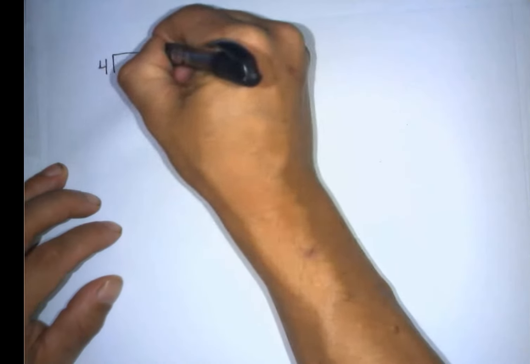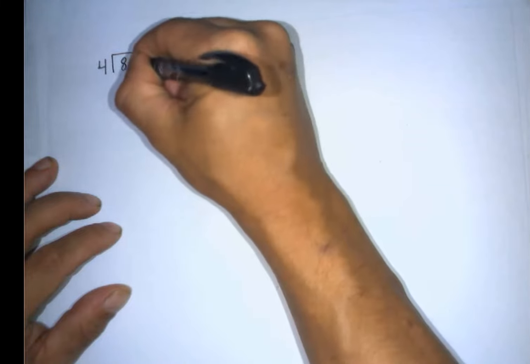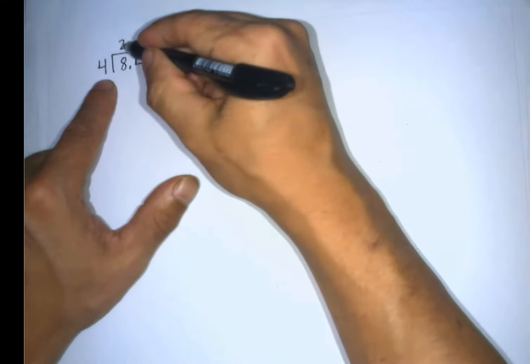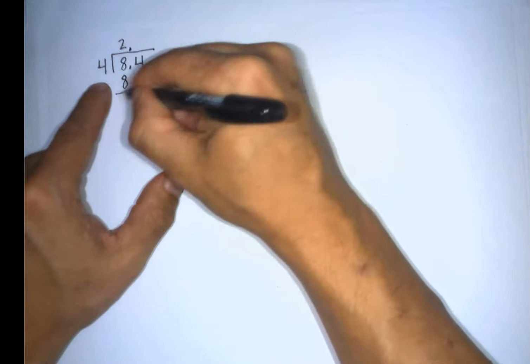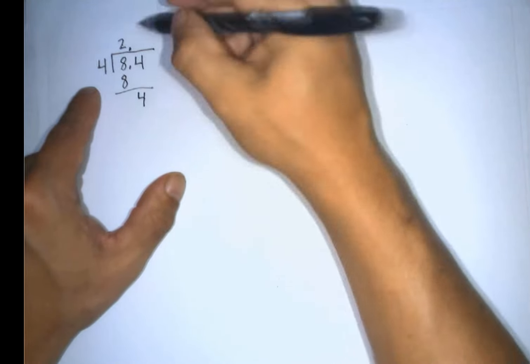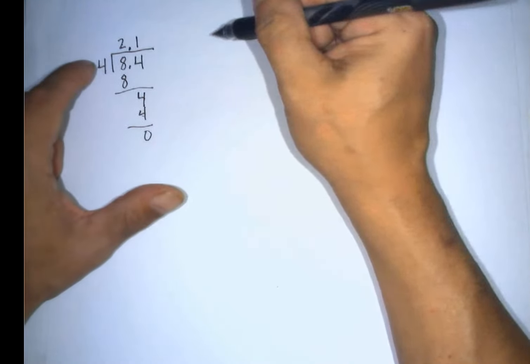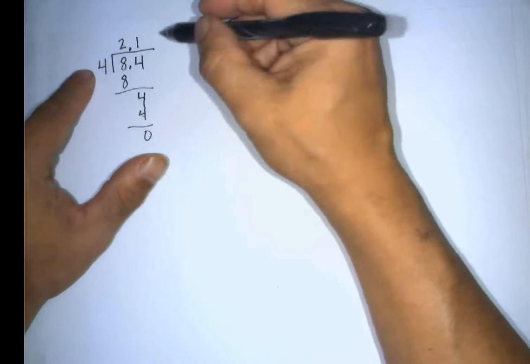And I can demonstrate this without too much fraction work. Let's just start with 8.4 divided by 4. Okay, so if we're going to divide this, we move the decimal point straight up and just divide like they were whole numbers. So 4 goes into 8 twice, and 2 times 4 is 8, and then we bring down the 4, and 4 goes into 4 once, and 2.1 is the solution here. So the quotient of 8.4 divided by 4 is 2.1.